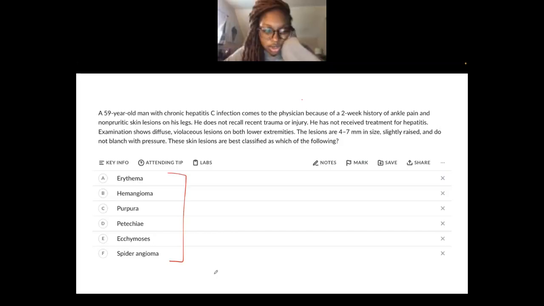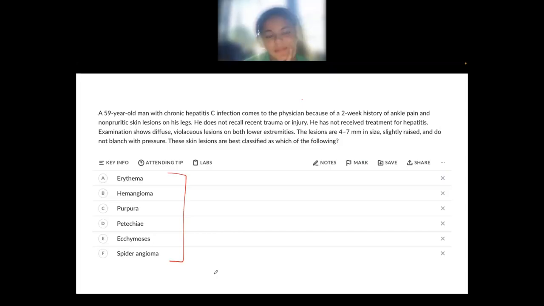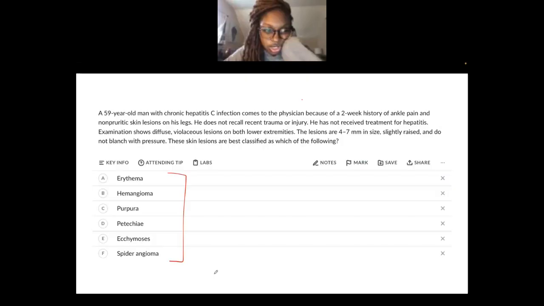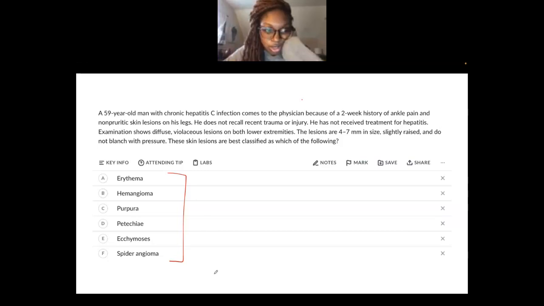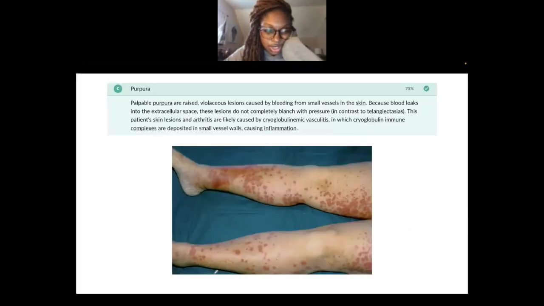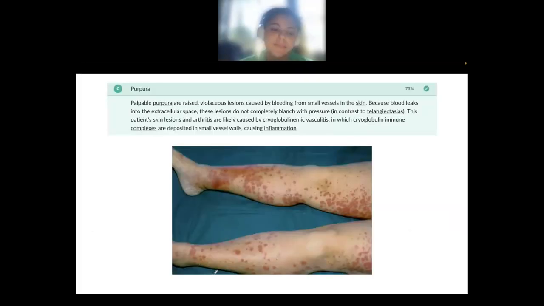Yeah, so hemangiomas, they blanch, right? Yeah. So wouldn't be B. Spider angioma, is that similar? We didn't really talk about those. You guys will learn about those in GI. That's like a liver issue, but those also blanch. Ecchymoses are bigger, petechiae is smaller, erythema is just redness, right? It's a rash. Yeah. Very good, guys. Very good.